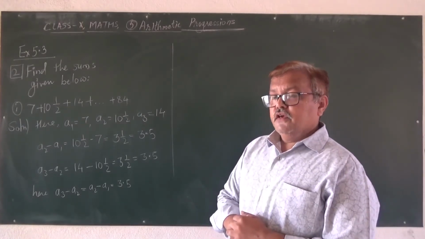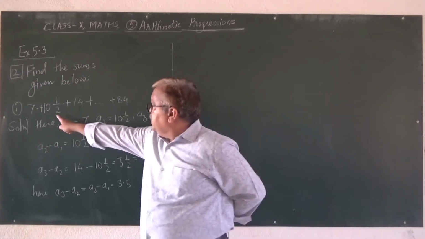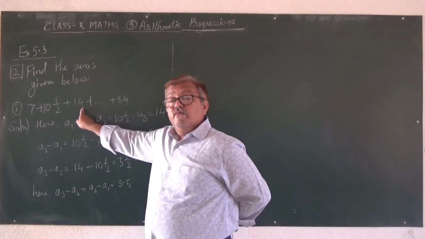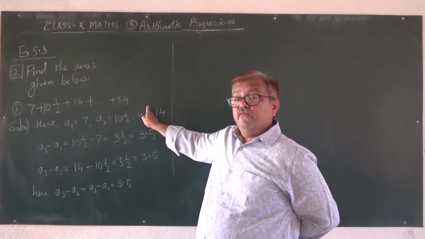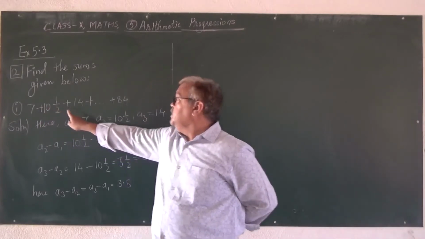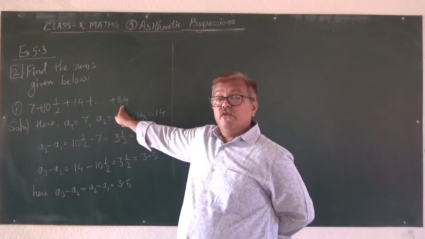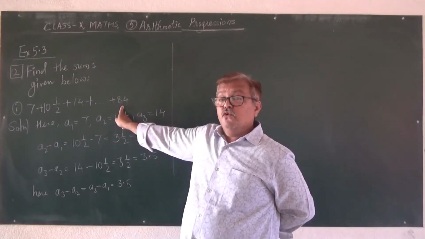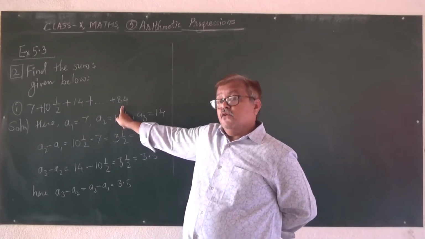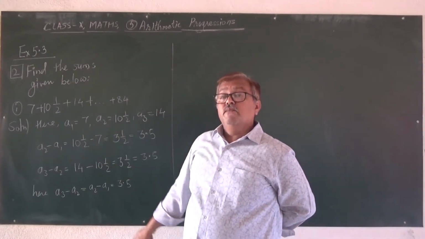So what can you say? You know the first term, the second term, the third term, and the value of the last term. The first term is 7, the second term is 10 and 1 upon 2, the third term is 14, and the last term is 84. But how many terms are there, that you don't know. Before that, we want to verify whether these numbers form an AP or not.